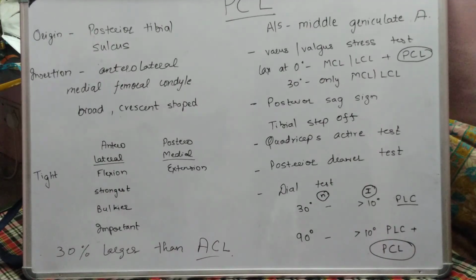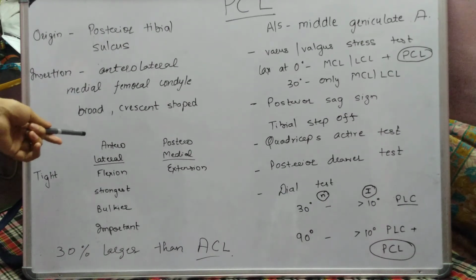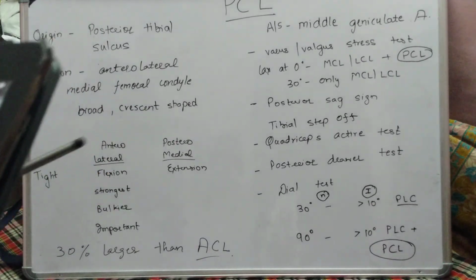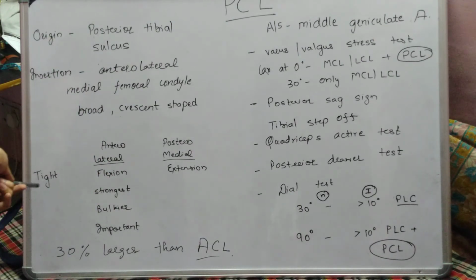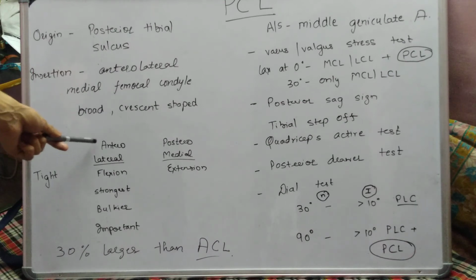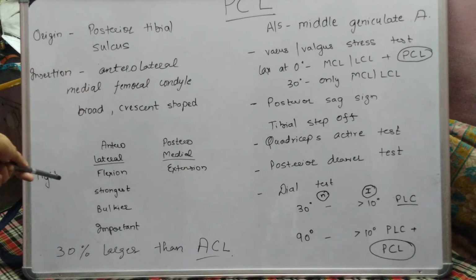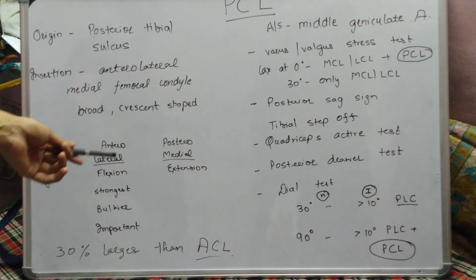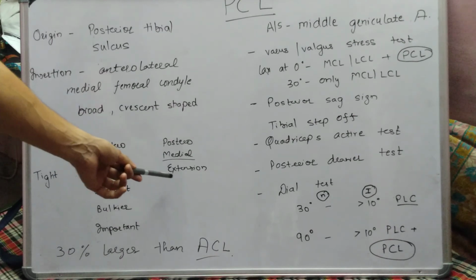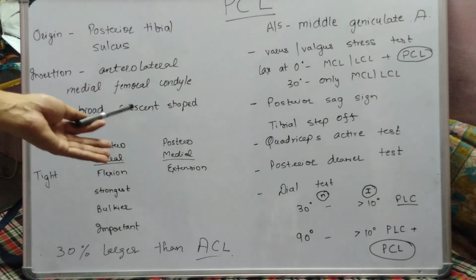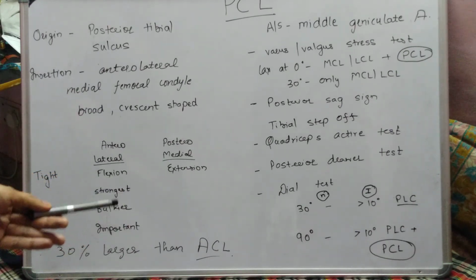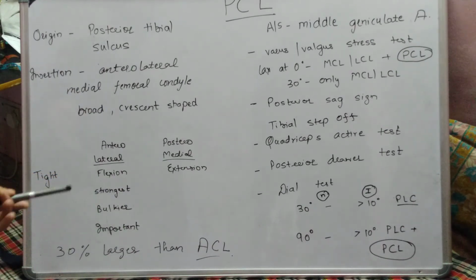Talking about the two bundles, we have discussed why the anterolateral and the posteromedial bundles are called so. Now the tightness: the anterolateral bundle is tight in flexion, so it performs its function in flexion at 90 degrees. It prevents the posterior displacement of the tibia over the femur. And the posteromedial bundle is tight in extension, where it prevents varus and valgus angulation at the knee joint.